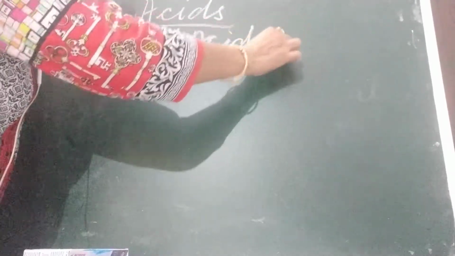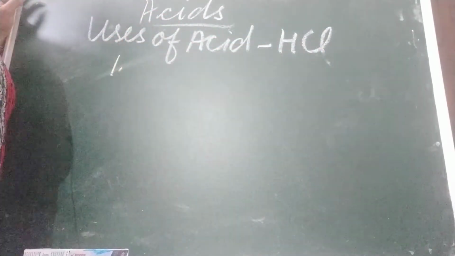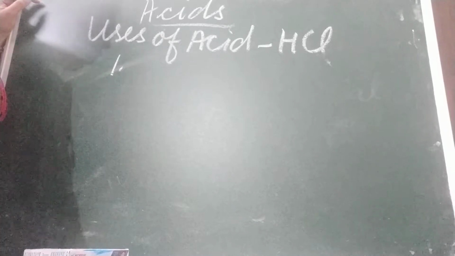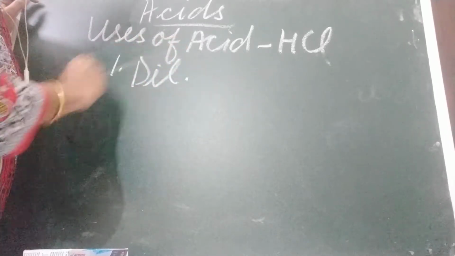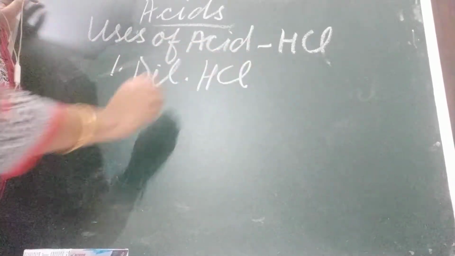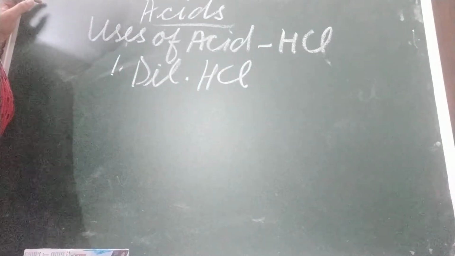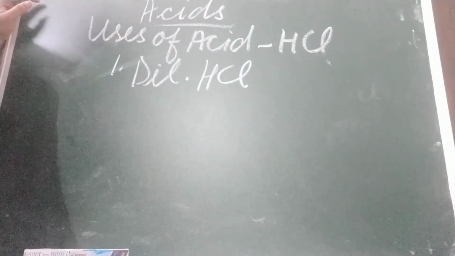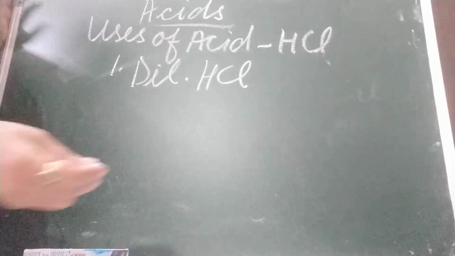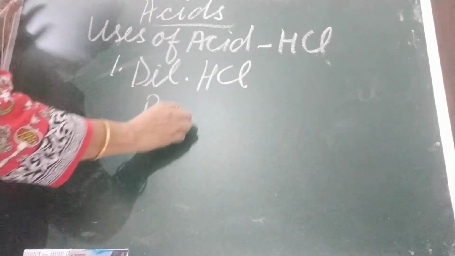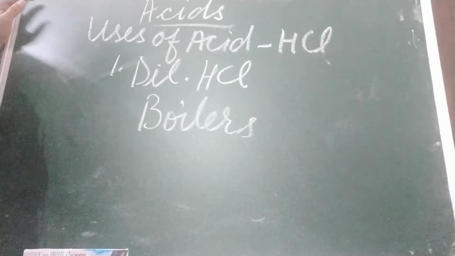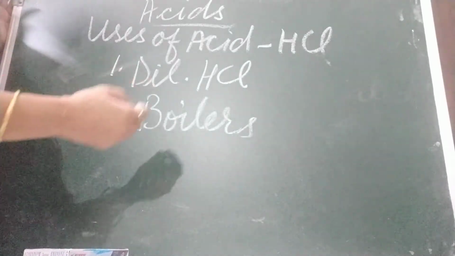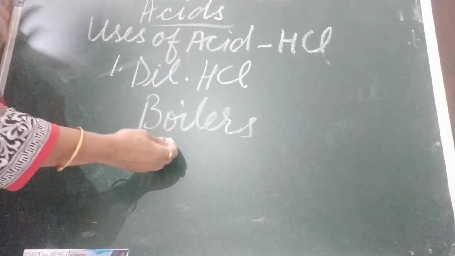First we are going to discuss uses of hydrochloric acid. The first use of hydrochloric acid is dilute hydrochloric acid. Just now we have discussed dilute hydrochloric acid. We write it like this, dil. Dilute hydrochloric acid is used in various industries that use heating applications, like boilers. Students, in thermal power industries, they boil water in boilers. What happens? Scaling takes place in boilers.